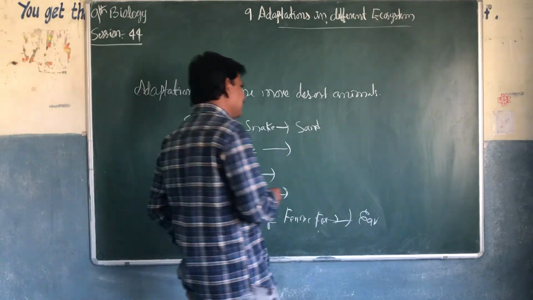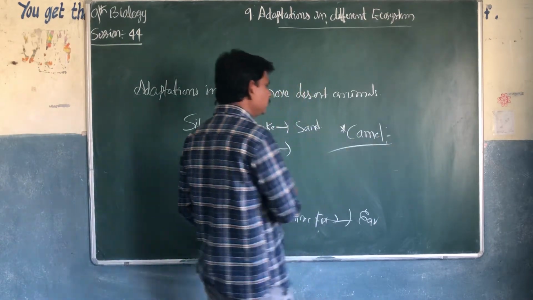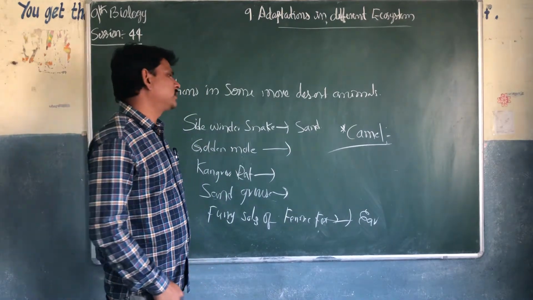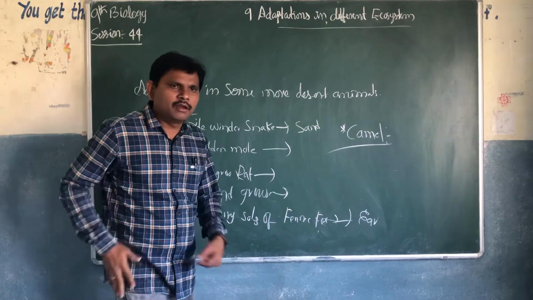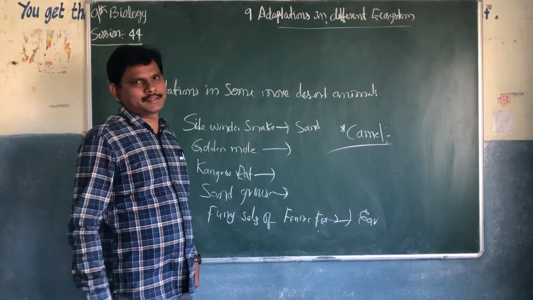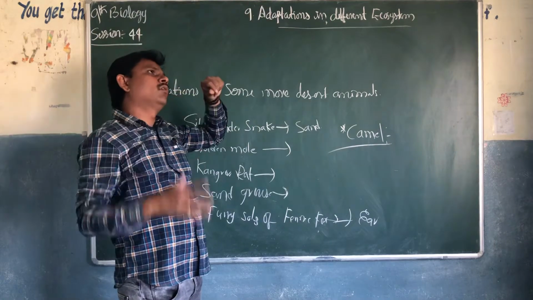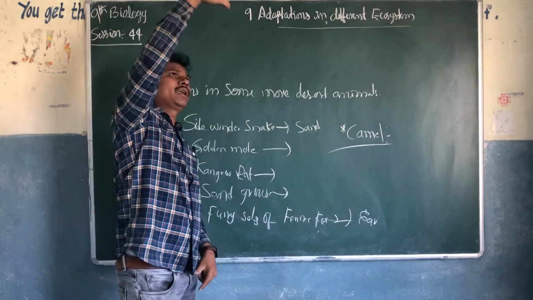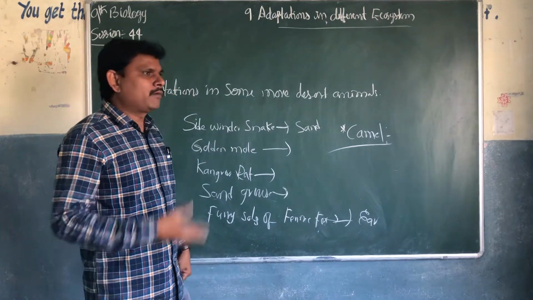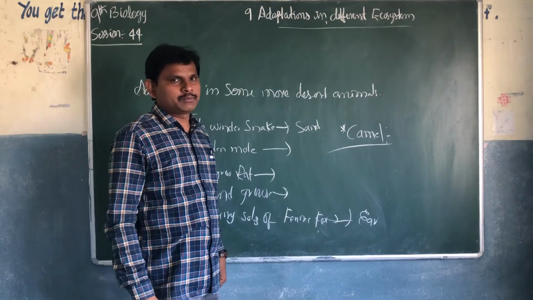Which animal is called the ship of the desert? Camel. Camel is called the ship of the desert animals. This camel has very long legs and long eyelashes. To protect from the heat, they have long legs. If the legs are long, the heat will not reach their body. They have long eyelashes to protect from the sunlight.